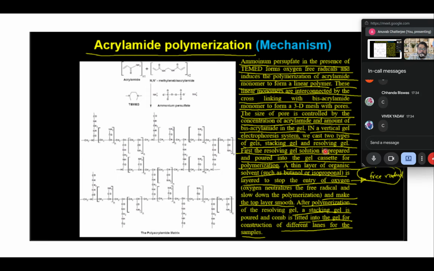First, the resolving gel solution is prepared and poured into a gel cassette, which is vertical in nature, so you just pour it in. A thin layer of organic solvent such as butanol or isopropanol is added to prevent entry of oxygen. Oxygen neutralizes the free radicals, prevents polymerization, and causes the top layer to be crumbly. When you add the organic solvent, the top layer becomes smooth, as you need. After the resolving gel is polymerized, you add a second layer of stacking gel on top of it, and on top of the stacking gel, you add the wells where the proteins will be added.